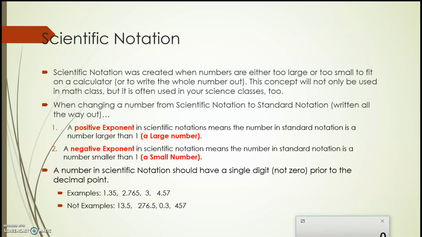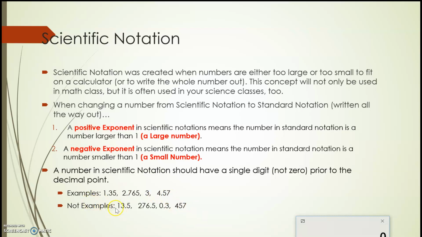Now, also, when you have something in scientific notation, it is not officially in scientific notation unless you have a single digit, as you can see here in the examples, a single digit, not including 0, before the decimal. So like 1.35, that would be an okay number. 2.765, that would be an okay number. Just 3. 3 is right before the decimal. Even though you don't see the decimal, there is a decimal there. 4.57, these are all good examples.